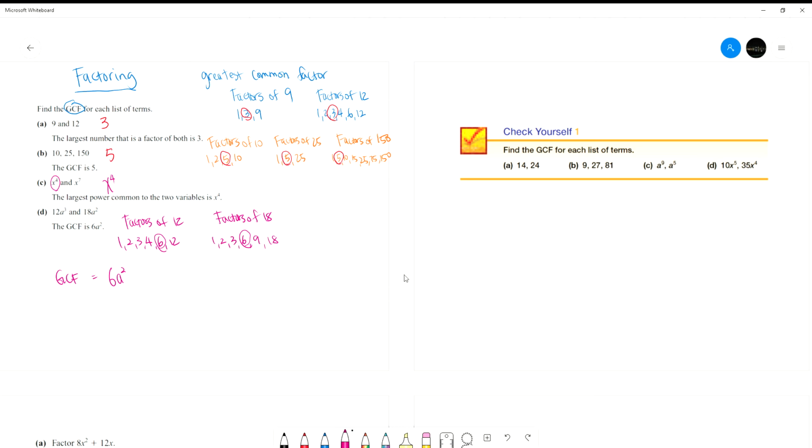Okay, if you understand that, I want you to try part D here on check yourself 1 to the right. Yeah, just D, because I don't think it's too difficult.